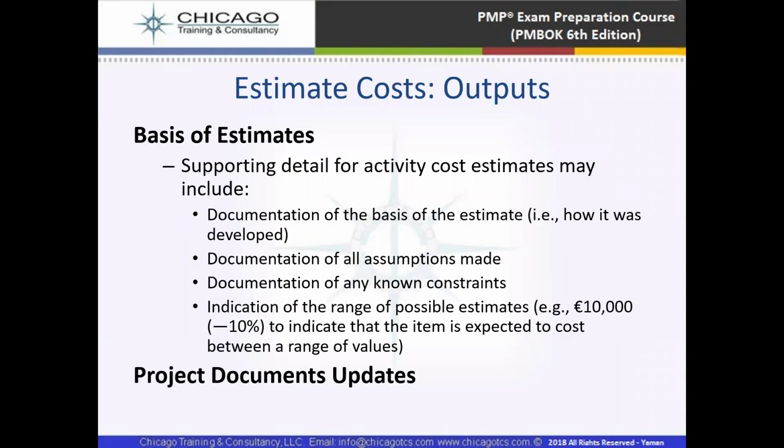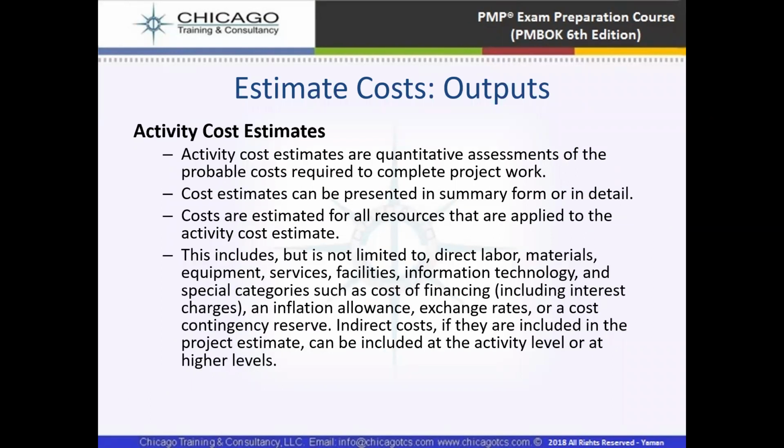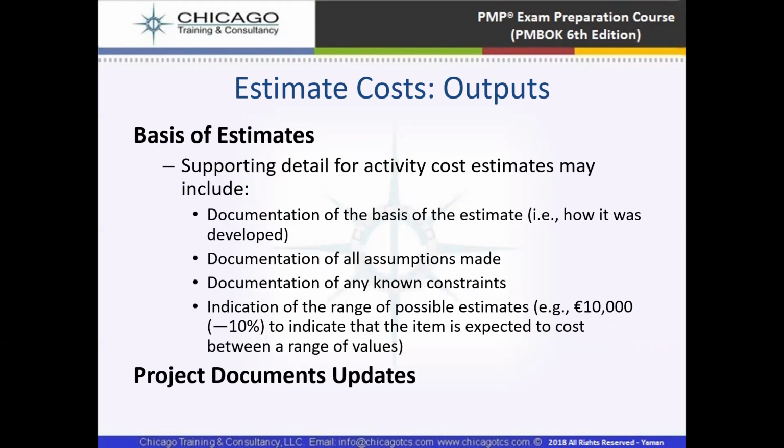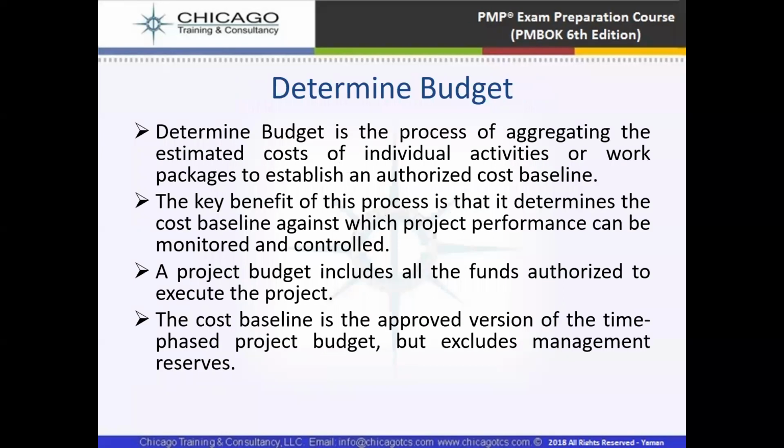And then we have the basis of estimates. What is the basis of estimates? We have the report saying that we calculated our activity cost estimates based on the basis of estimates. So what are the tools and techniques? What are the things that we applied? What are our estimates? What are our assumptions that we used to reach the figure of cost estimate? And then we have project documents updates. The project documents update means we have updated all our project documents.